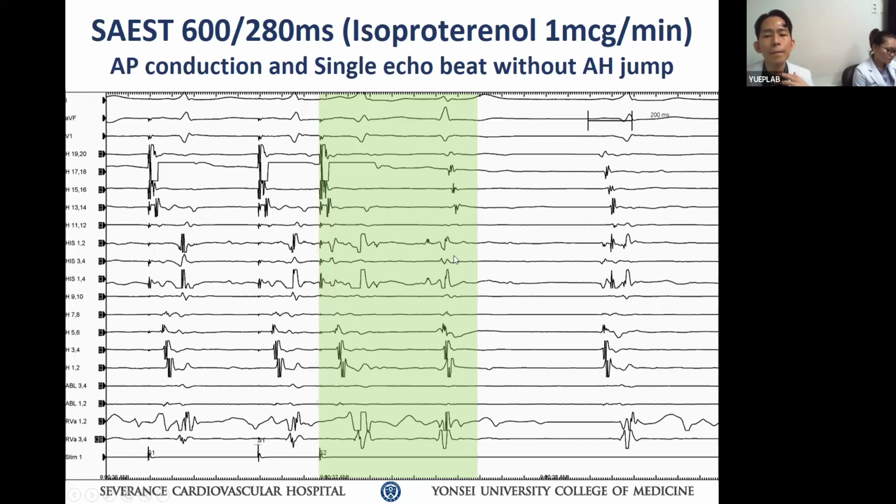You see following the sinus HV interval. Can you see that? HV right there. But that looks pretty much the same. Well, except the difference is what? Activation sequence of RV. You see it?